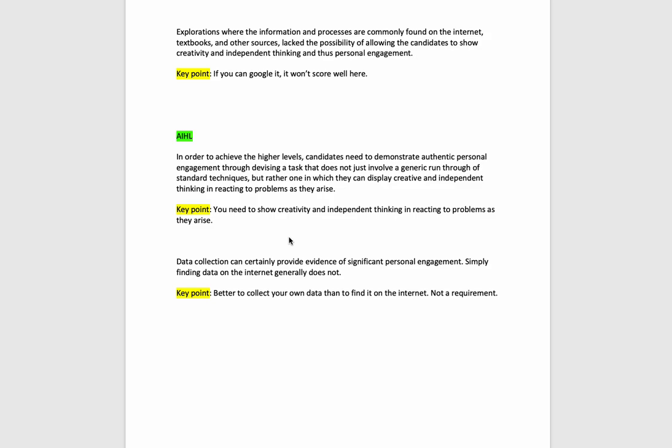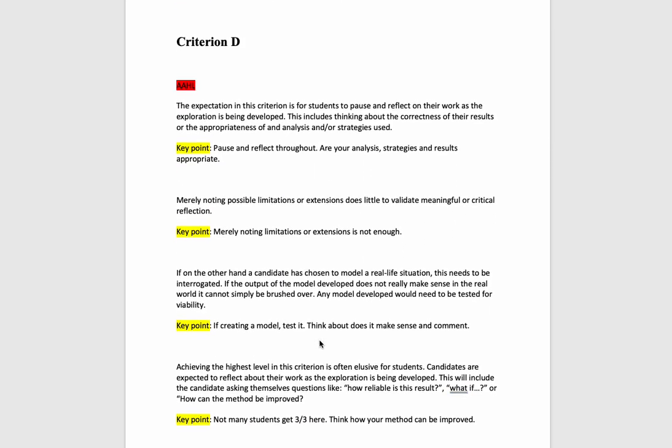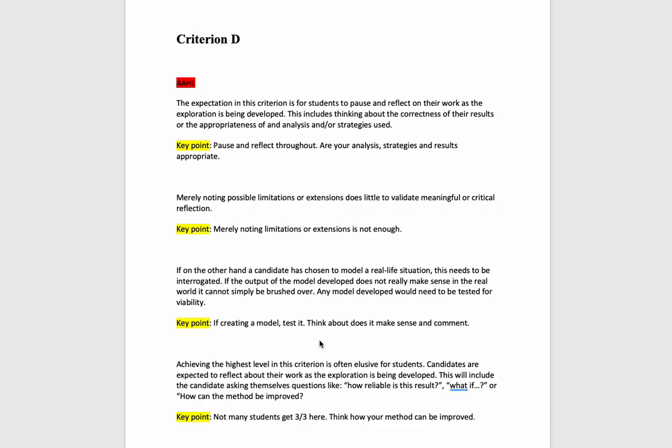It's definitely the hardest one to define exactly what it is, but this is what the IB are coming back with. Better to collect your own data than to find it on the internet. Again, that's what they've said here. You don't have to always collect your own data, so don't feel you have to, but it's just saying that does show personal engagement.